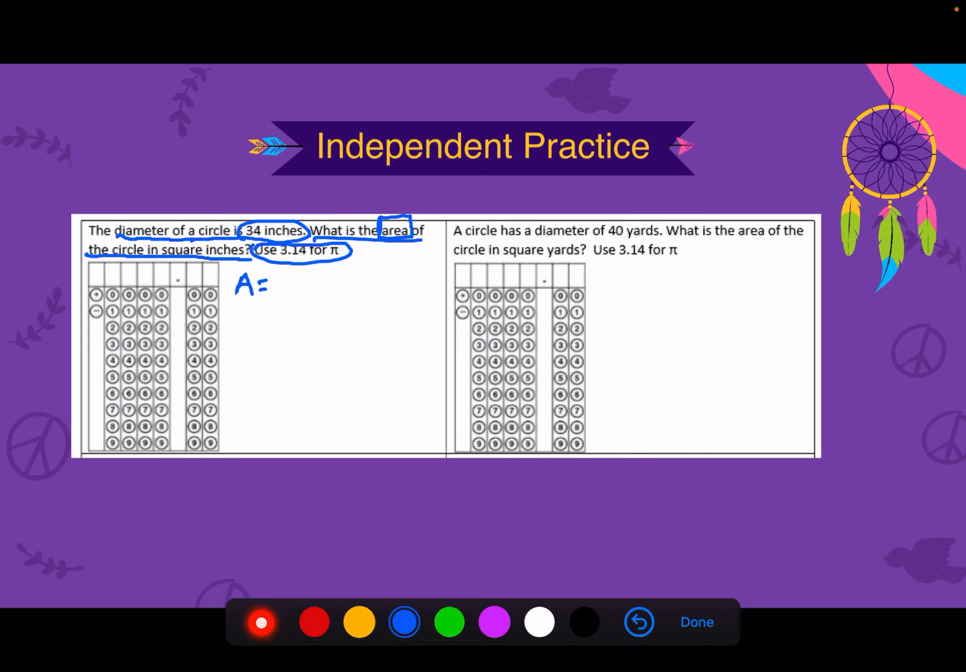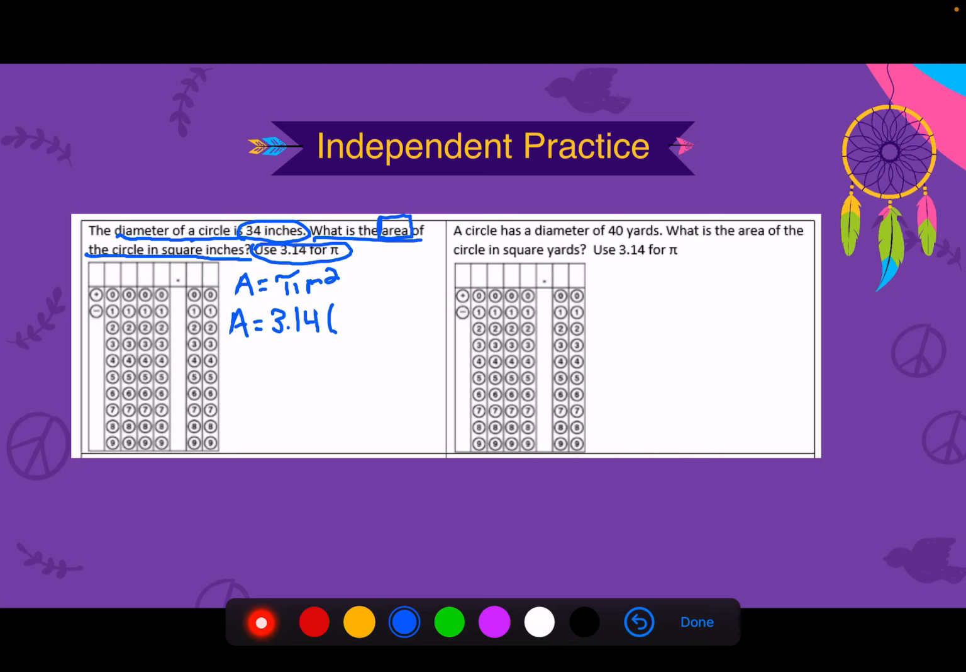So our area formula is what? A equals pi r squared. Okay, so you should have that, and you should have been able to quickly look up to your previous problems and see what formula that was. So A equals, and it tells us what number to use for pi. So we're using 3.14.